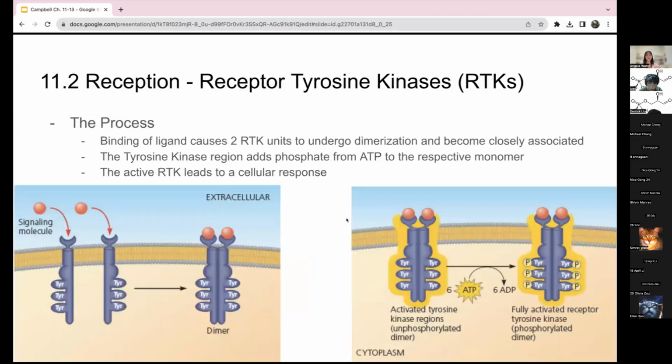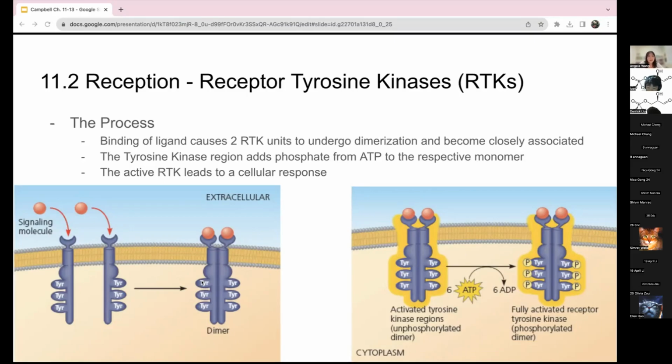Okay, next are receptor tyrosine kinases. They belong to the protein kinase group, which basically transfers phosphate groups from ATP to another protein. Specifically, tyrosine kinases attach phosphates to tyrosine, which is a TYR here.